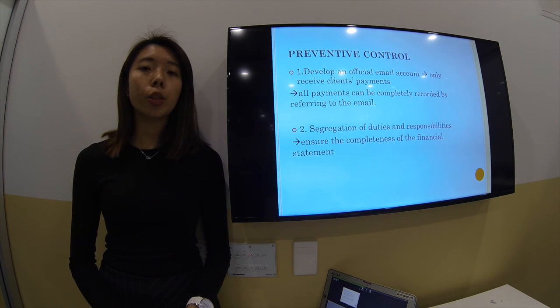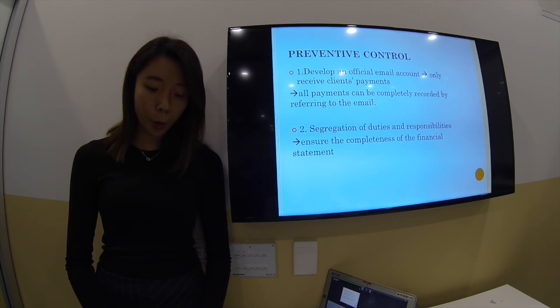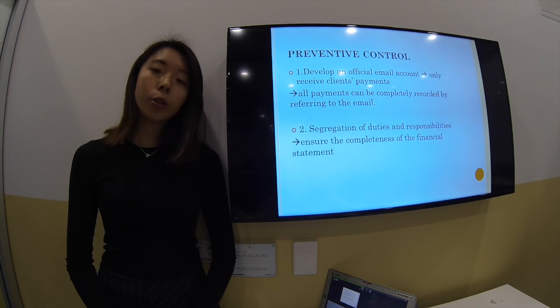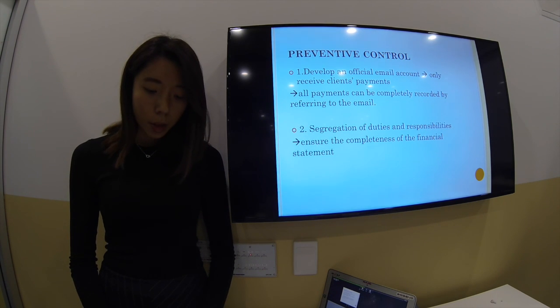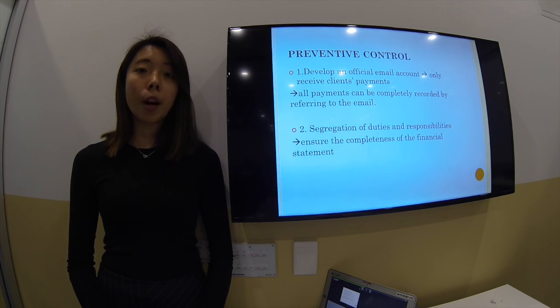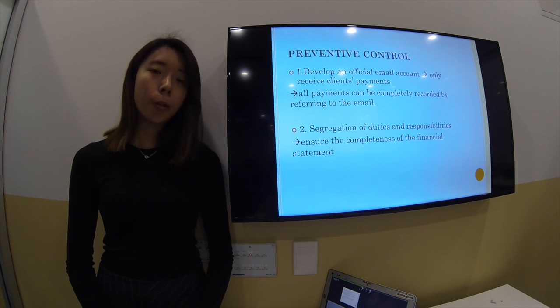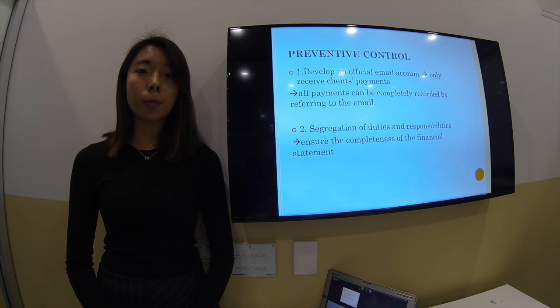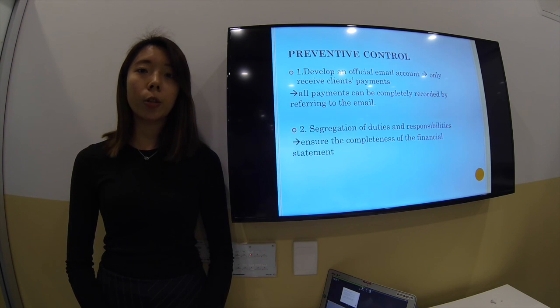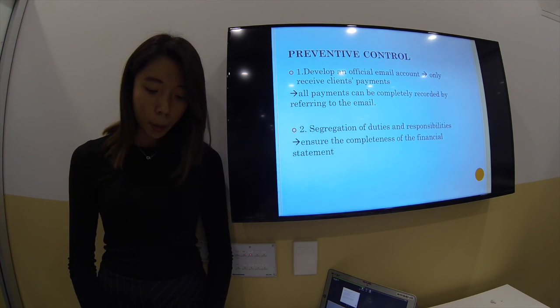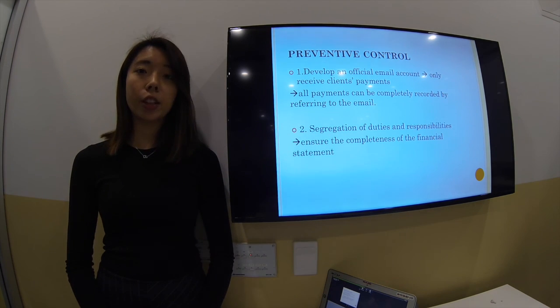For the internal control to mitigate this risk, it can be divided into preventive control and detective control. For the preventive control, we can develop an official email account which aims to receive clients' payments. Therefore, all payments can be completely recorded by referring to the email. Moreover, segregation of duties and responsibility would also minimize the risk, since Mary can just focus on handling mail payments and the other can focus on handling payments over the counters, which ensures the completeness of the financial statement.